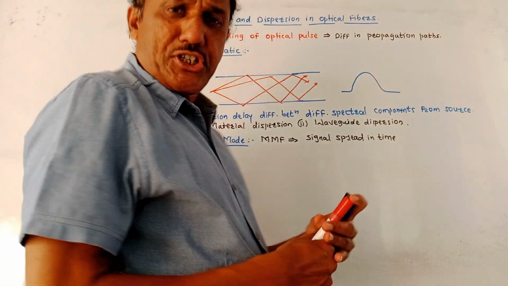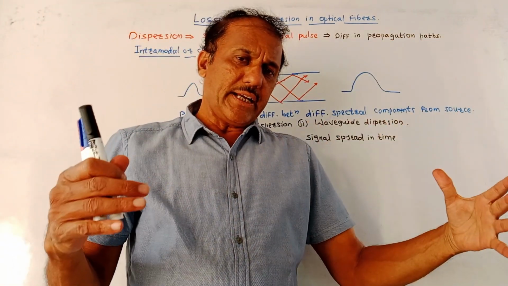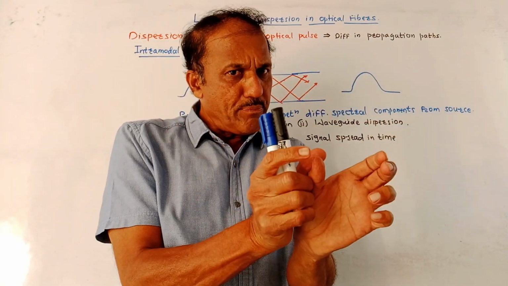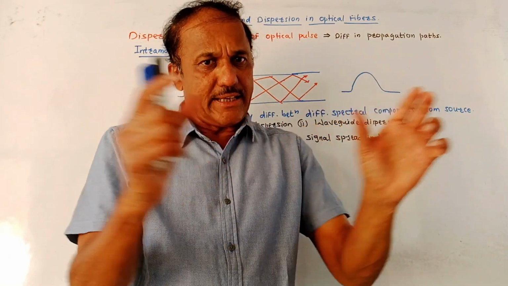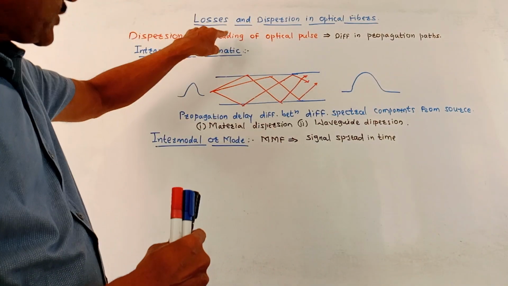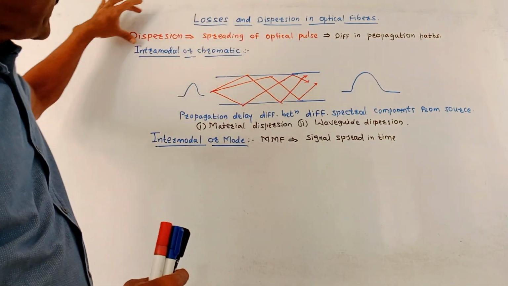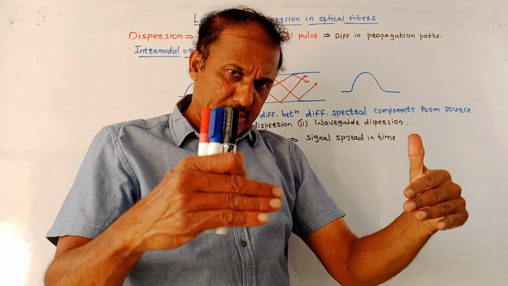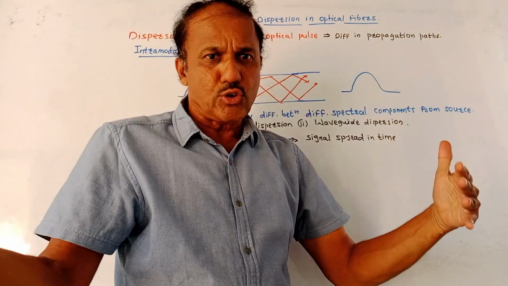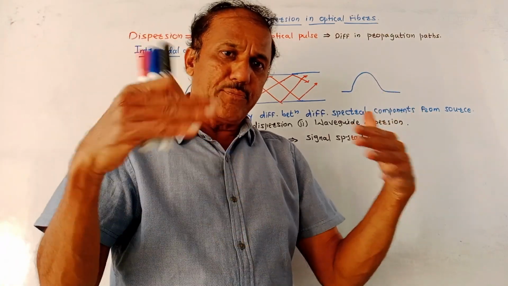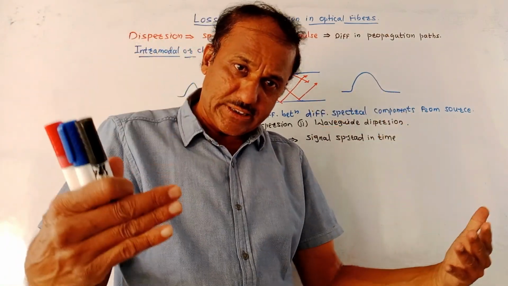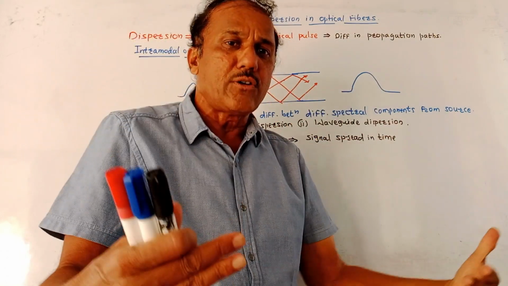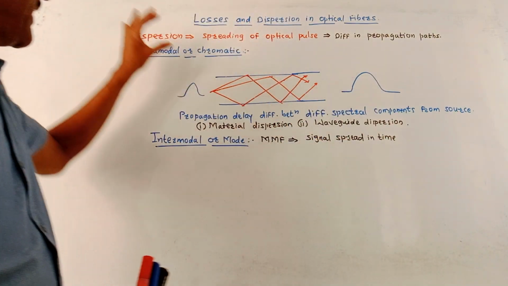Next is the dispersion. This is basically the phenomenon in which the width of the output pulse is increased. That means the spreading of optical pulse is called dispersion. This is because the different wavelengths, different modes which are traveling through the fiber optic cable follow different paths having different velocities, because of which the spreading of the pulse takes place, which is referred to as dispersion.